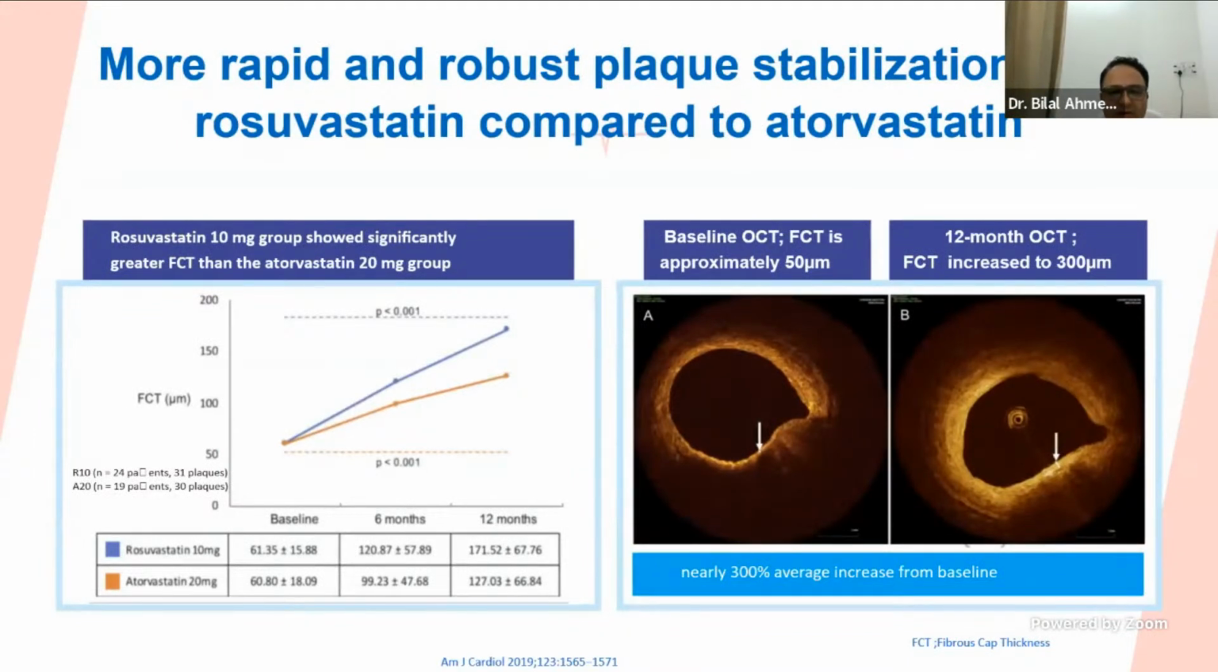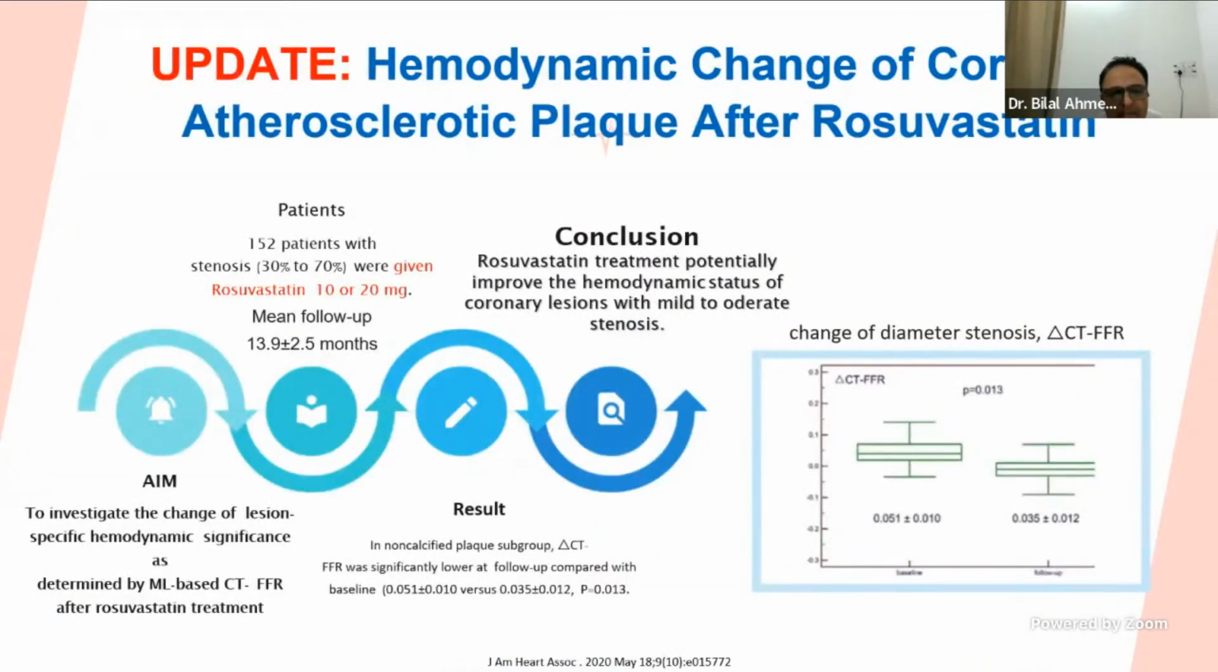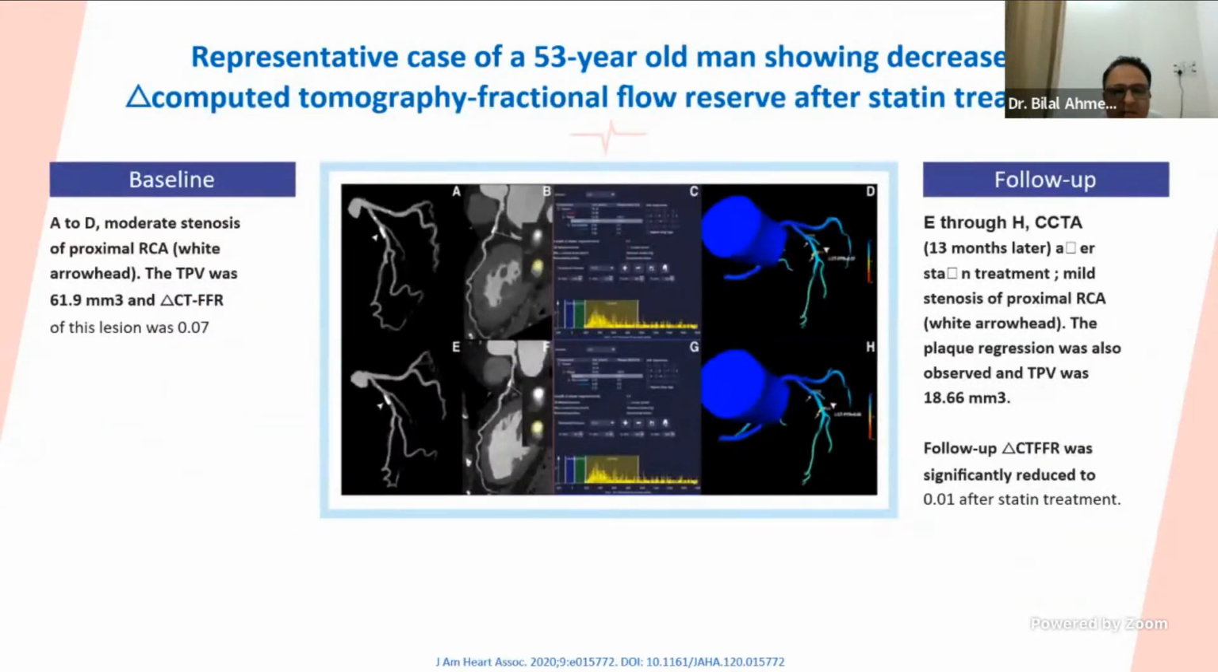It was also confirmed on OCT images that the intimal thickness, or the plaque modification, plaque remodeling, was much higher with rosuvastatin as compared to atorvastatin. As far as the hemodynamic changes of coronary atherosclerotic plaque, rosuvastatin was much better. This was done with CT-FFR. So this was the CT-FFR guided study where rosuvastatin was found much better as a hemodynamic modulator than atorvastatin.